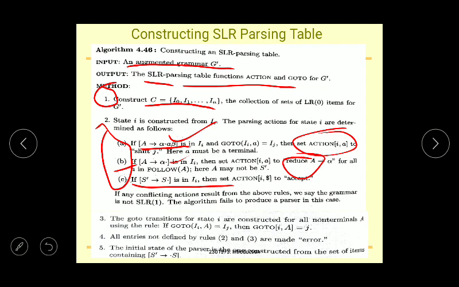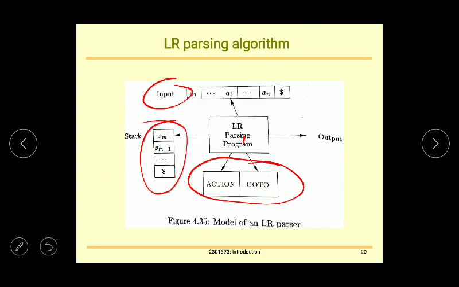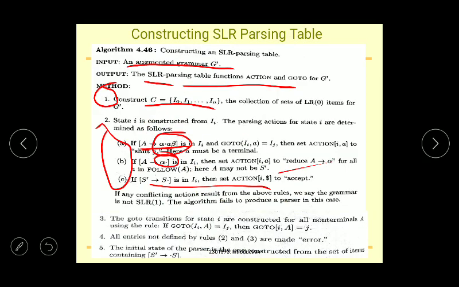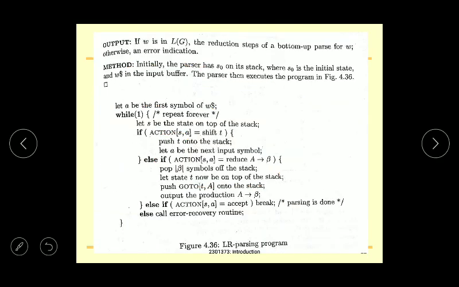So here, the shift case occurs when a dot is followed by a terminal. When a dot is followed by a terminal, then shift. When a dot is at the end, then reduce. And this case is accept. Other cases are considered as errors. Then about goto. We have different goto functions here: goto of I0 comma S, goto of I0 comma small a, capital A, etc. These goto functions are directly copied to the table. Let us see one example.